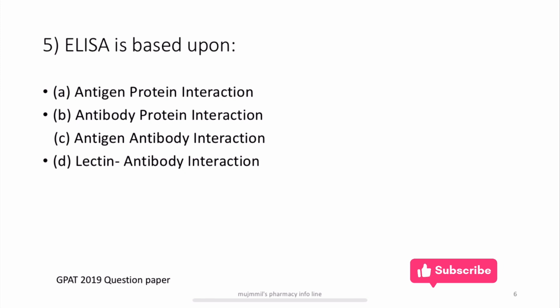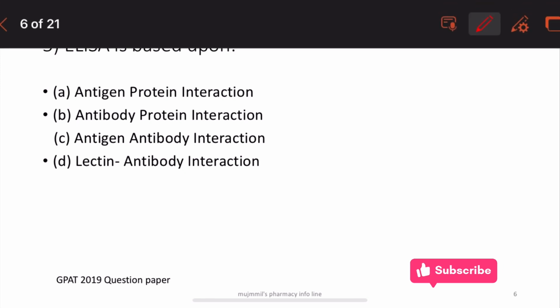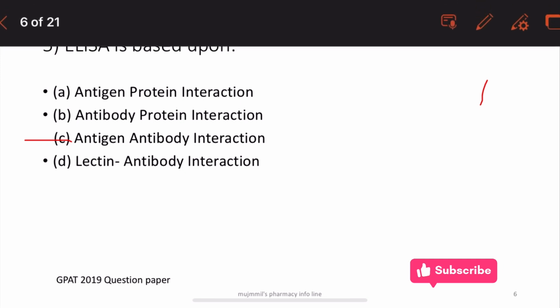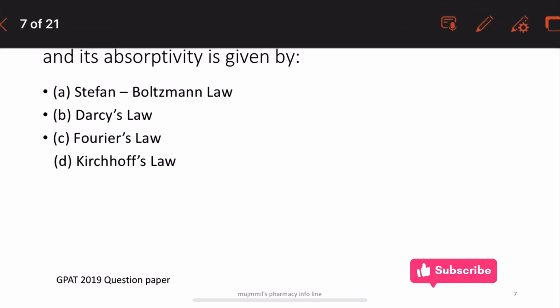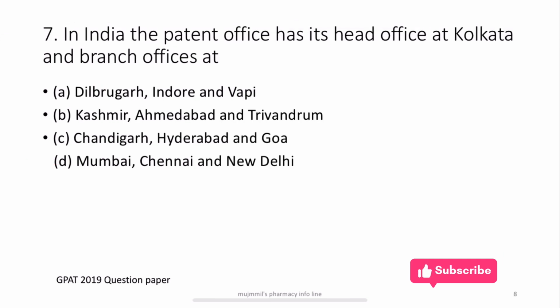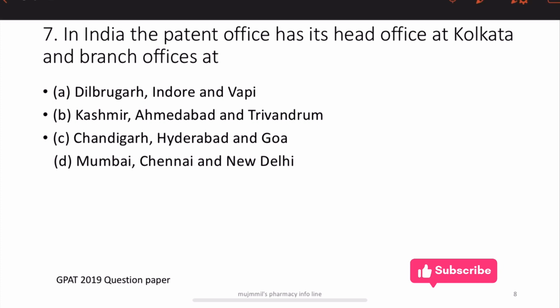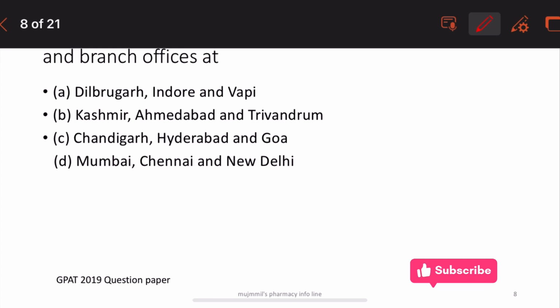ELISA is based upon. The correct answer is option C, antigen-antibody interaction. So, ELISA is based upon the antigen-antibody interaction. The relation between emissive power of the surface and its absorptivity is given by. The correct answer is option D, Kirchhoff's law. In India, the Patent Office has its head office at Kolkata and branch offices at. The correct answer is option D, Mumbai, Chennai and New Delhi.